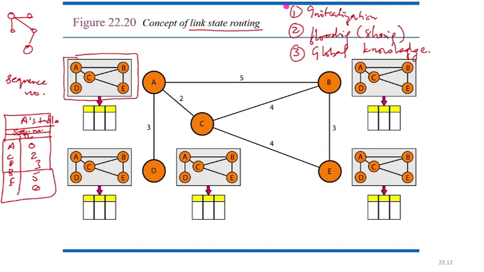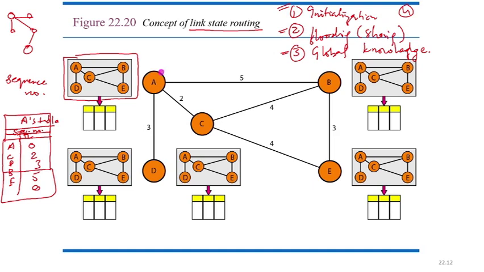So the first step was initialization, then flooding. After flooding they will update their tables and finally they will know each and every link and its weightage, which is considered global knowledge. After this, the fourth step is that they will use the shortest distance between each of the routers.